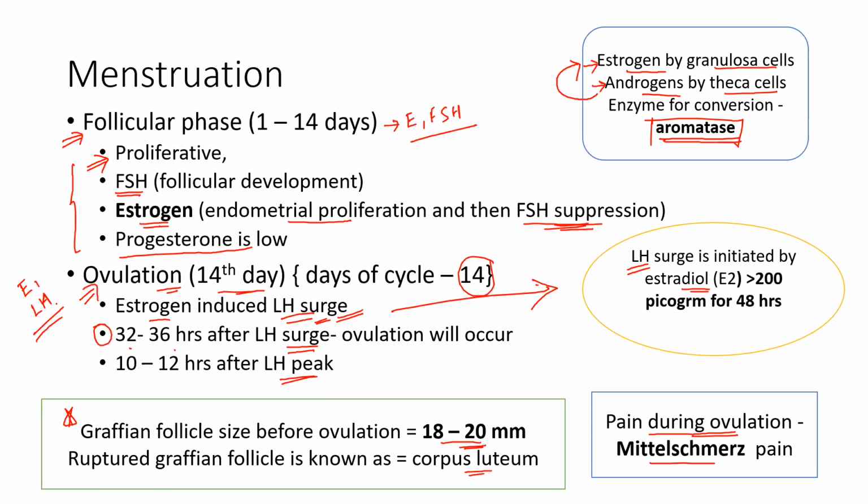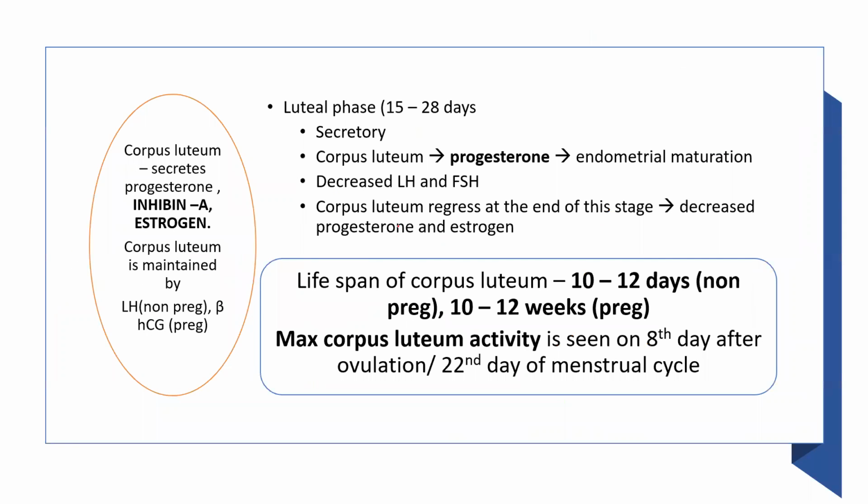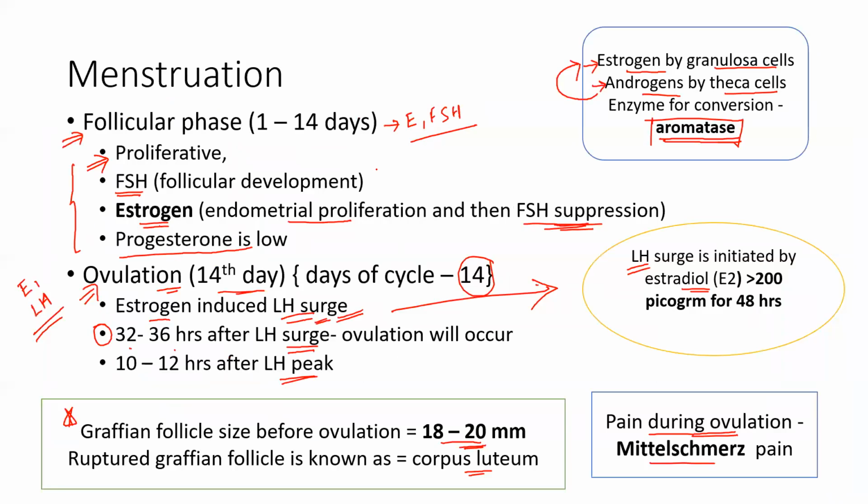Okay, coming to the next one, we have the luteal phase. The luteal phase is 15 to 28 days, the rest of the days. Remember, the luteal phase is a phase in which secretion occurs. It's also called the secretory phase. Now, the corpus luteum formation we have already seen: the ruptured Graafian follicle after ovulation is known as the corpus luteum.